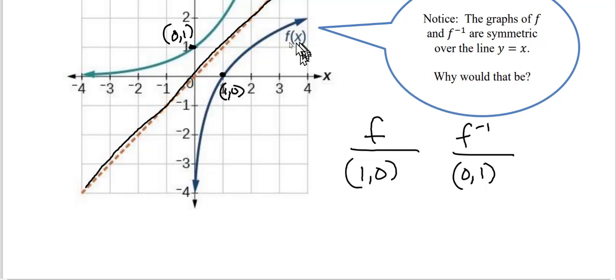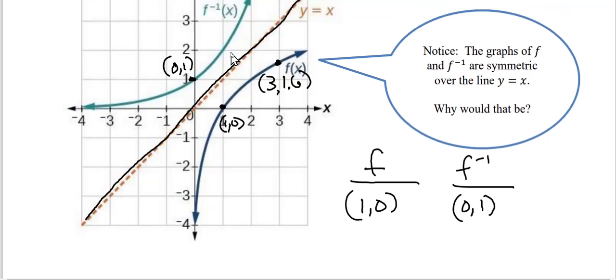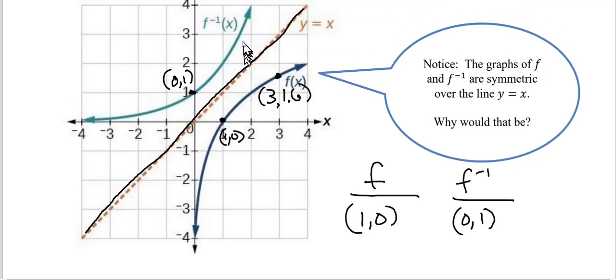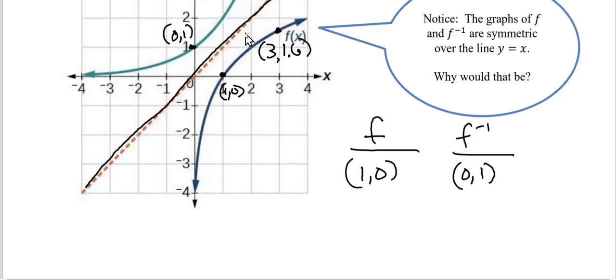That corresponds to (1, 0). Same thing over here. This is, I'm going to guess here, approximately (3, 1.6). Making a guess here. That means the point (1.6, 3) should be on this graph here. So that's what's happening there in the graphs of those.